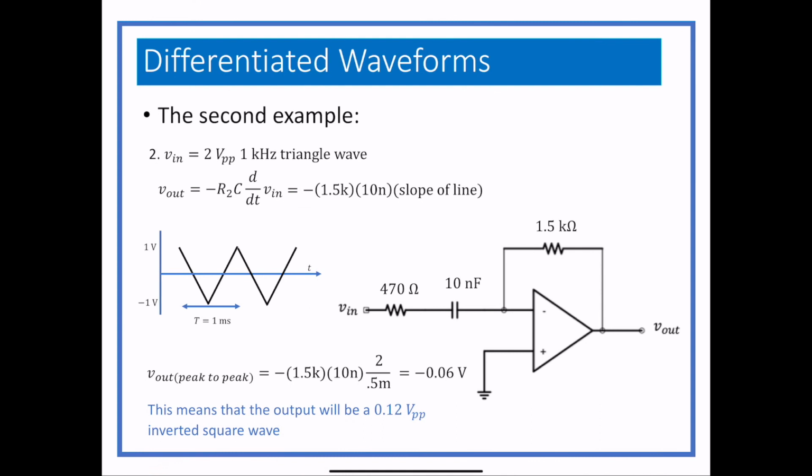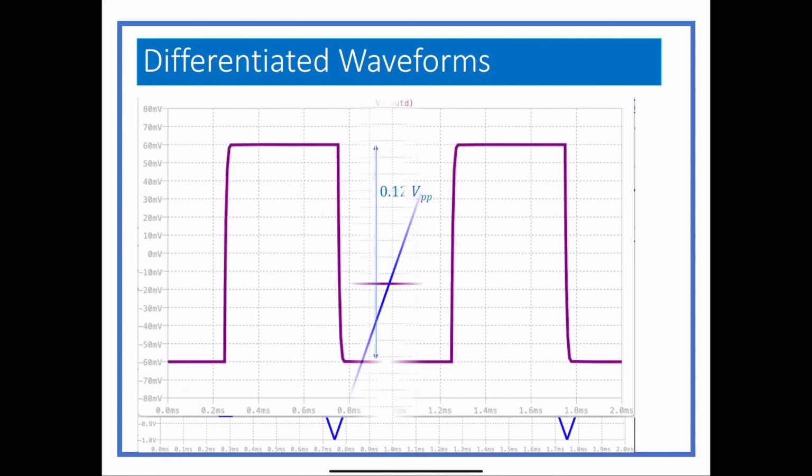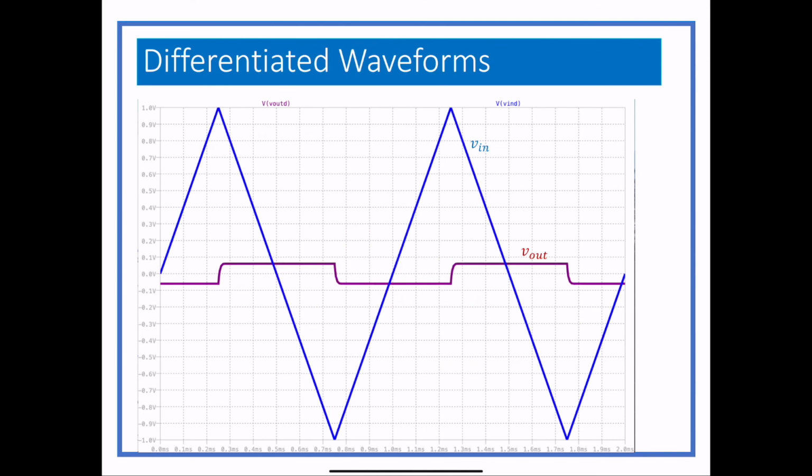And we can run that through LTspice, and you can see that the in is really big, the out is really, really small, and you can see it's also a little bit curved, just because it's got a little bit of error going to it, but that's okay. And we can't really tell that it's 0.12 volts peak to peak, but if we zoom in on that, we actually can. It's exactly 0.12 volts peak to peak, and that is how derivatives work.